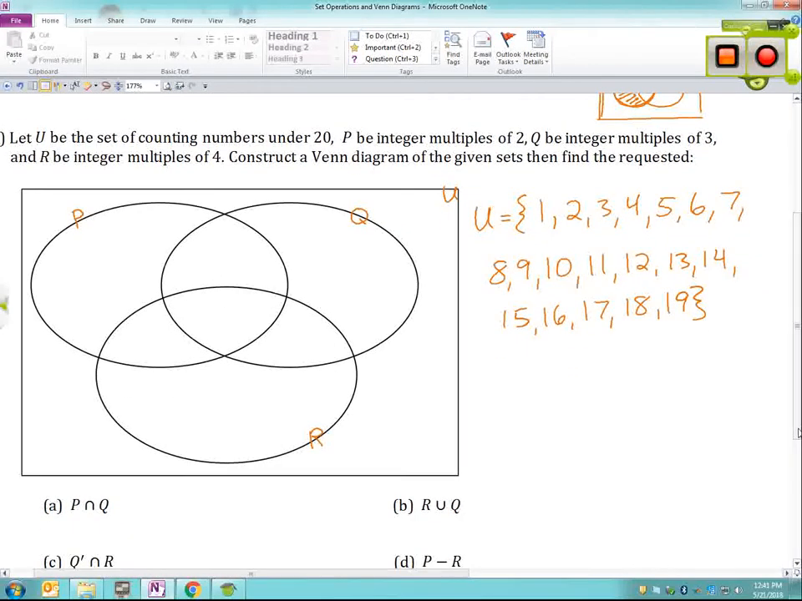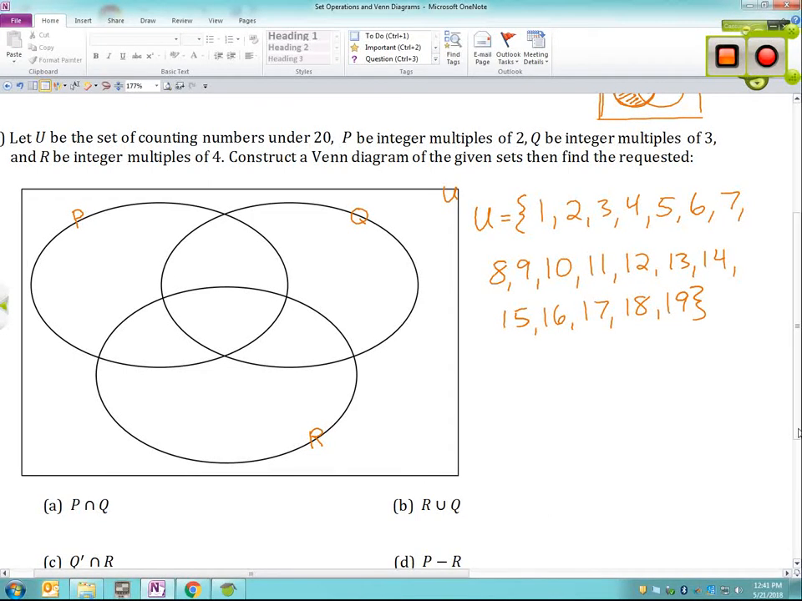And to fill out the Venn diagram, I want to start with intersections, okay? I want to know which elements are common to more than one subset. And actually, I'm going to start with all three subsets. So my first question to myself is, what is an element of P, Q, and R? In other words, what is a multiple of both 2 and 3 and 4?